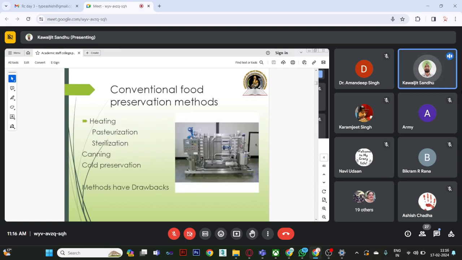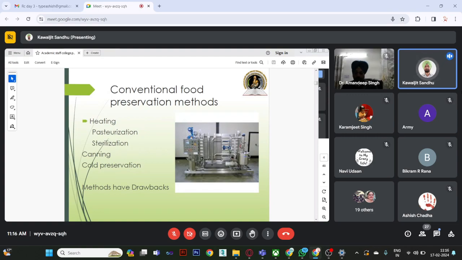Then we have conventional methods that you might have heard, like pasteurization. You might have heard about pasteurized milk, the milk which is supplied by Yerka or similar milk plants. So pasteurization is one term, sterilization is another term. Those having a science background or microbiology, they might have heard about sterilization. Then we have canning, cold preservation.